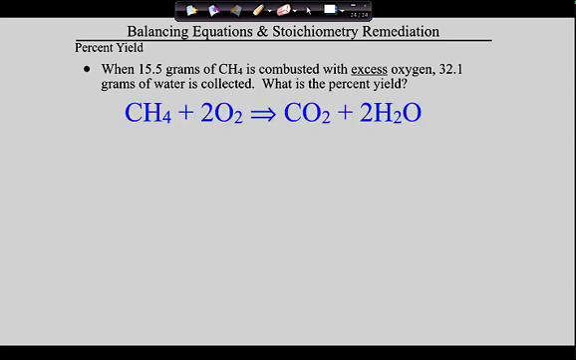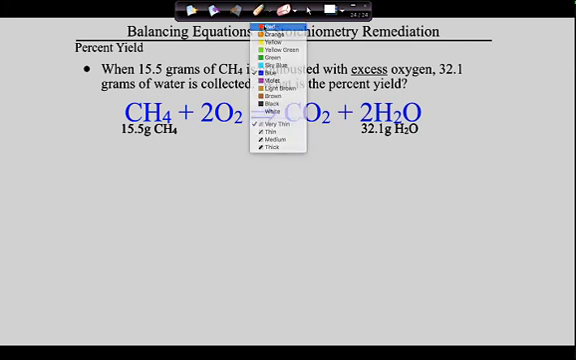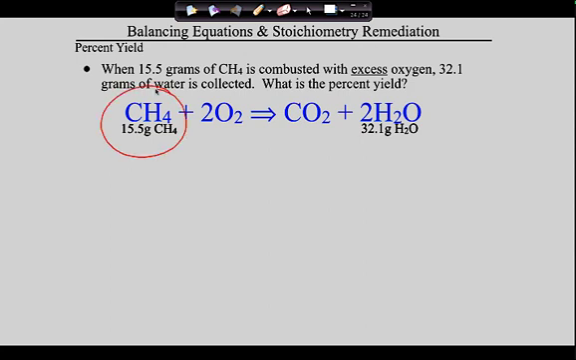So the first thing that we need is a balanced equation. It balances with the 2 in front of the oxygen and in front of the water. So then what we want to do is gather together our information. And we know from the problem that we're starting with 15.5 grams of CH4. Now we know that we collected 32.1 grams of water, so we're going to write that down as well. So now we have a sense of what we're figuring out. We know that we're starting with 15.5 grams of CH4. We've got all the oxygen that we need to make all of that CH4 react. And at the end of that, we collect 32.1 grams of water.